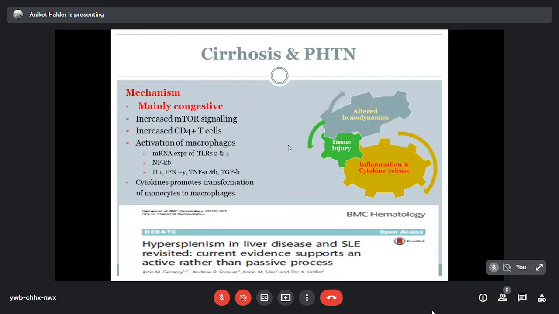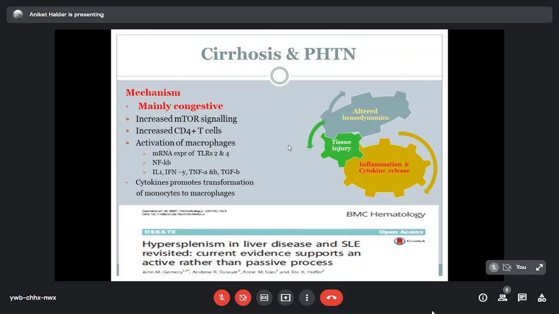Now moving on to the congestive disorders like cirrhosis and portal hypertension. So what happens in cirrhosis, the main mechanism for this hypersplenism and the splenomegaly is mainly congestive. So due to portal hypertension in cirrhosis, there is outflow obstruction and there is congestion in the spleen causing splenomegaly, and the pooling of the red cells, pooling of the blood elements in the spleen causing hypersplenism. So here also the hypersplenism is secondary to cirrhosis and portal hypertension.